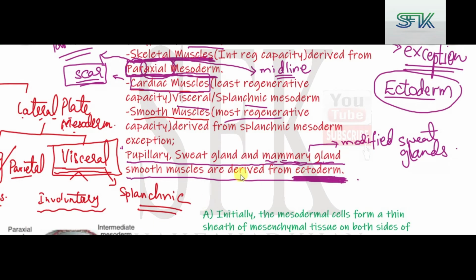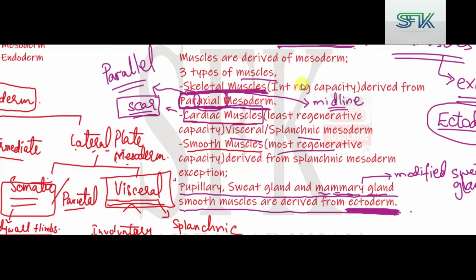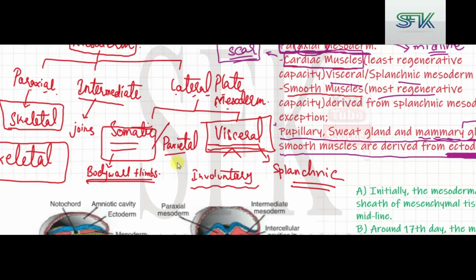Now, we've completed this para about the types of muscles, which are derived from the types of mesoderm. Skeletal muscle is derived from paraxial mesoderm, while cardiac and smooth muscle are derived from the visceral mesoderm, which is actually a subtype of the lateral plate mesoderm. Now, let's look at these diagrams over here.